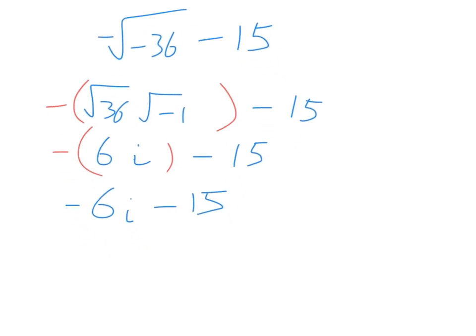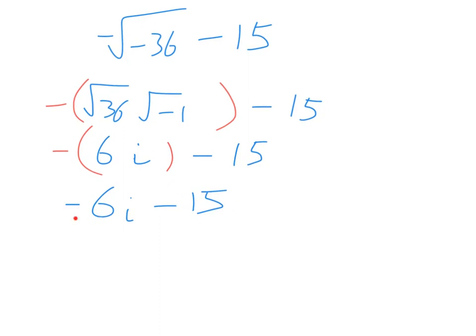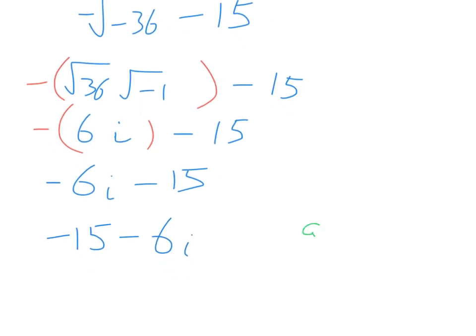Normally write it as a plus bi, the real number plus the imaginary number. So we'll just rearrange the order here. We'll have the real number first, minus 15. Minus 6i then, the imaginary number second. Like I mentioned at the start, this normal form is a plus bi. So the real plus the imaginary. The real is written first, imaginary second. So the real number here is minus 15. The imaginary part of the number is minus 6.